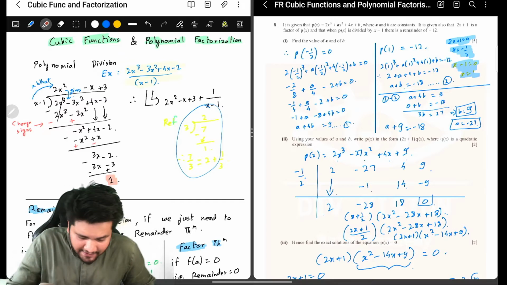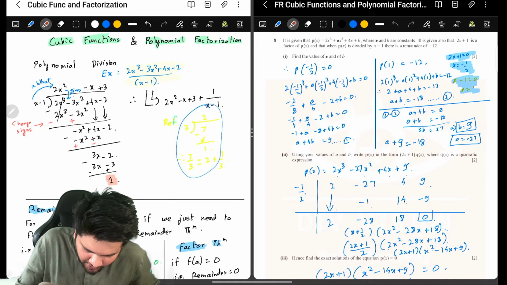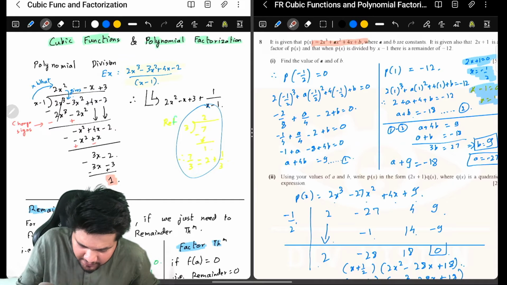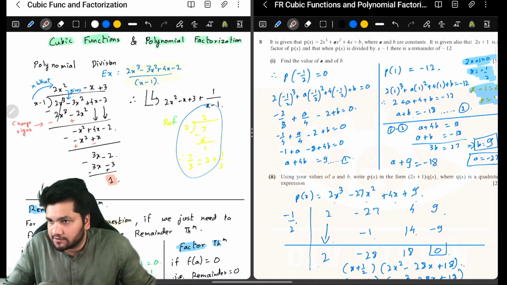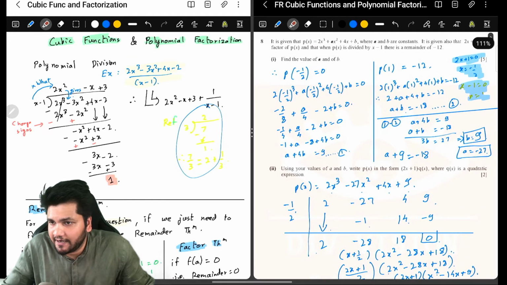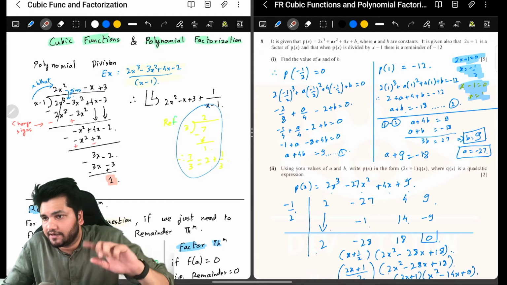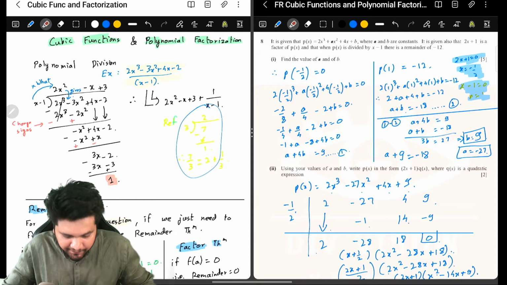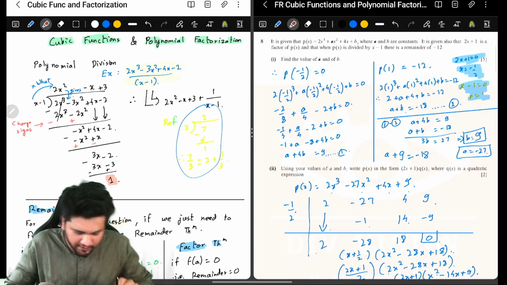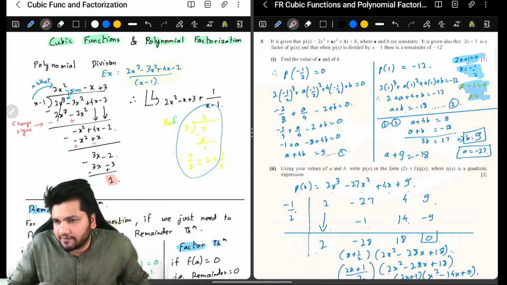The first one is: it is given that p of x is equal to 2x cubed plus ax squared plus 4x plus b, where a and b are constants. It is also given that 2x plus 1 is a factor of p of x, and when p of x is divided by x minus 1, there is a remainder of minus 12. So in this question there are two things: the remainder theorem and the factor theorem. From that we have to find the values of a and b.